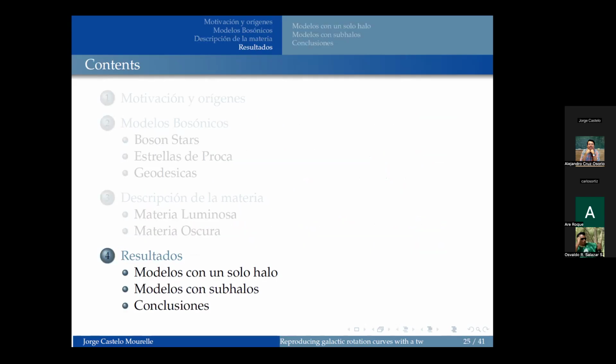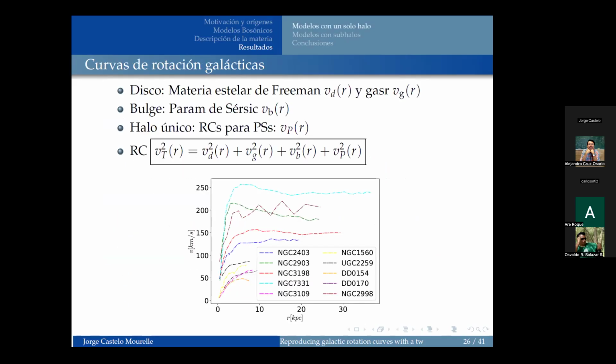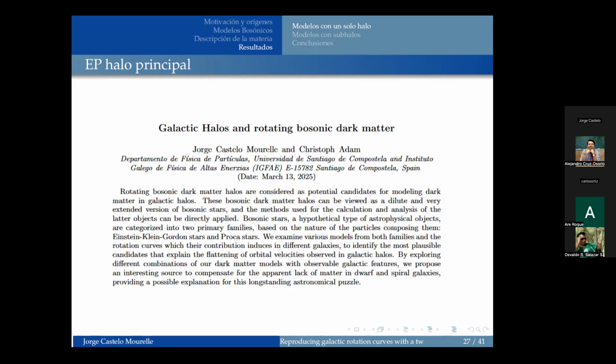So then what we did was to fit various galaxies. These are observational rotation curves. And we tried first without any subhalo, just by putting the main Proca halo. This was the first paper. We were exploring these ideas, and we found nice results.